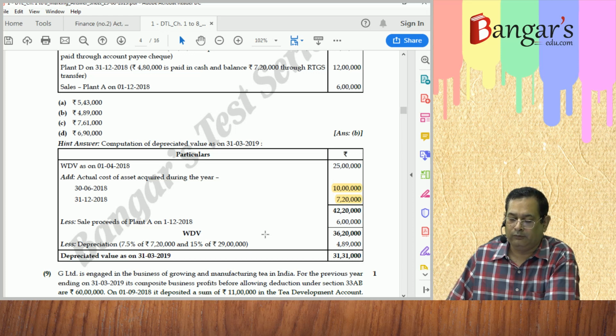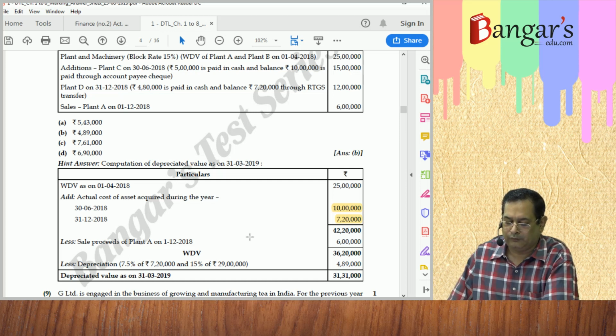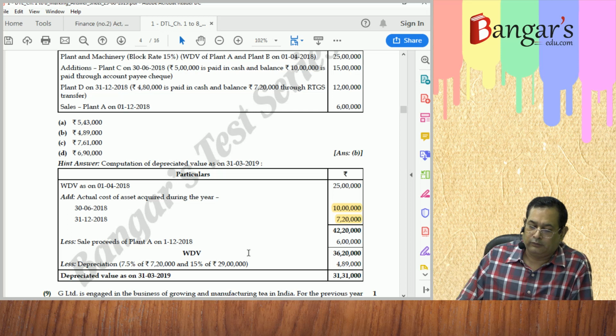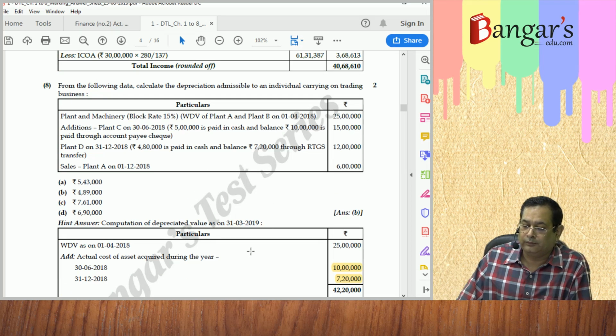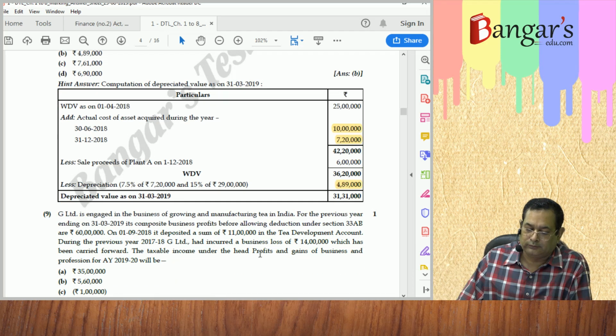On this WDV, on this 720, depreciation will be admissible at half of the block rate. And on the remaining, it will be admissible at the full rate, that is 15%. So likewise, we are required to find out the admissible depreciation. So admissible depreciation is rupees 4,89,000.